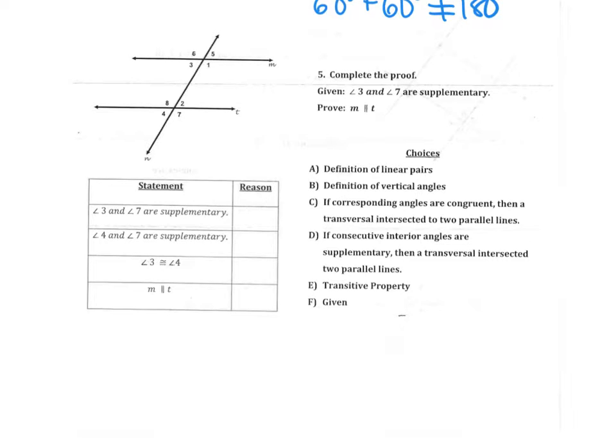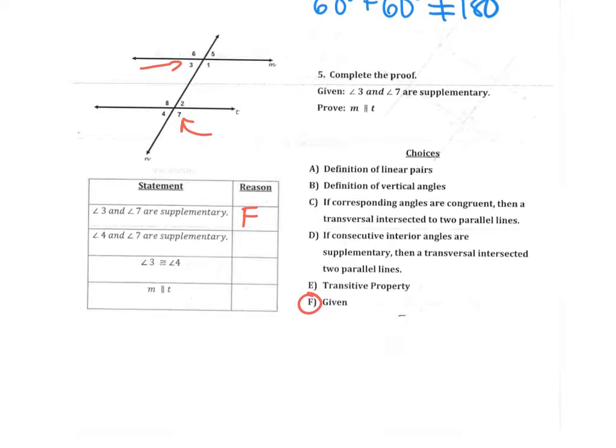Complete the proof. They're telling us that angle 3 and angle 7 are supplementary. They want us to prove the lines are parallel. So the first thing, 3 and 7 are supplementary. That's given, so we're going with an F for given.